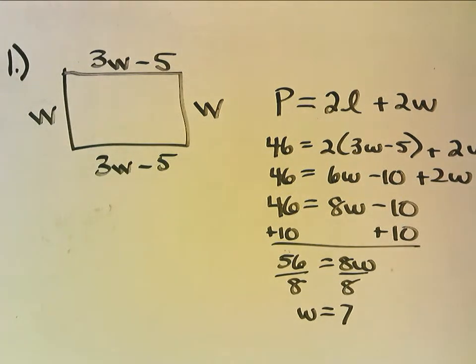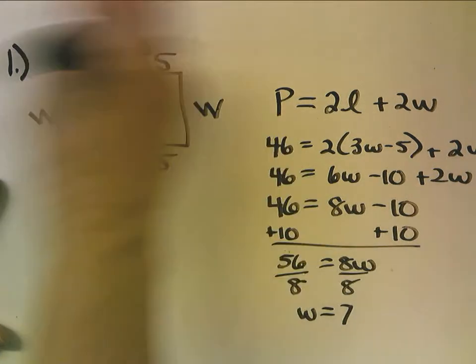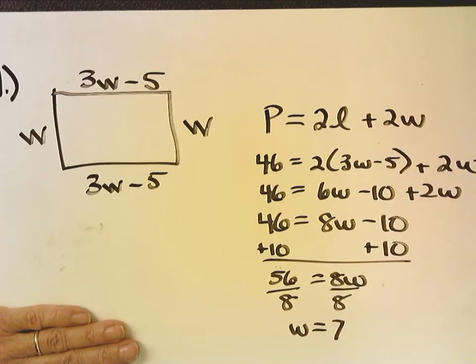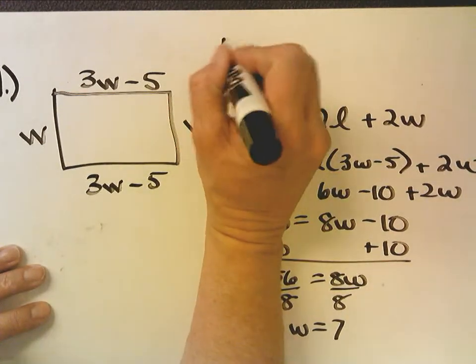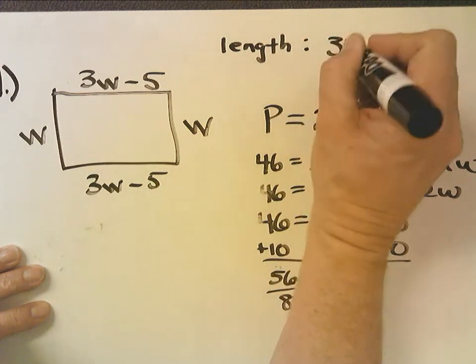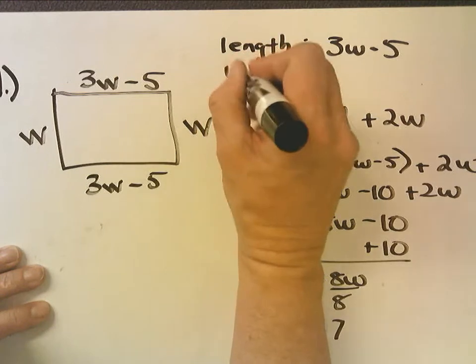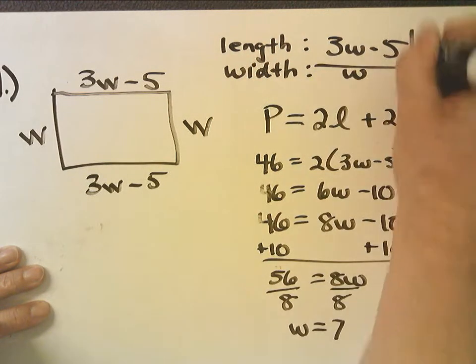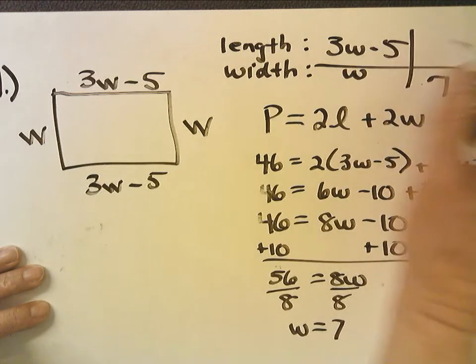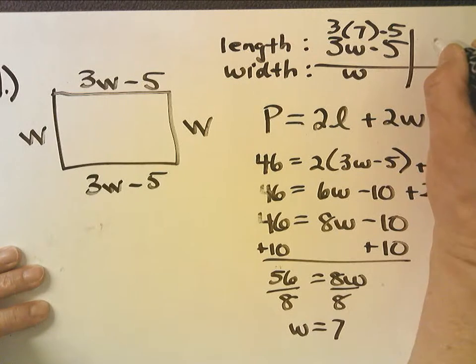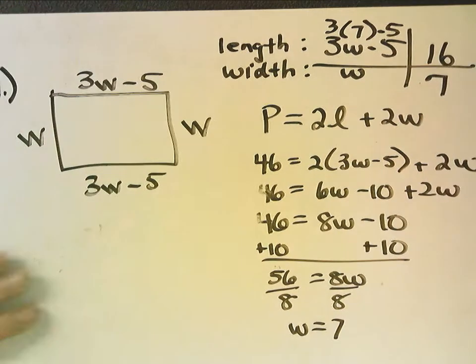Now, I defined, by putting it on the rectangle, I defined length as 3W minus 5, and the width was W. So if I know the width is 7, to get the length, I do 3 times 7 minus 5. 21 minus 5 is 16.